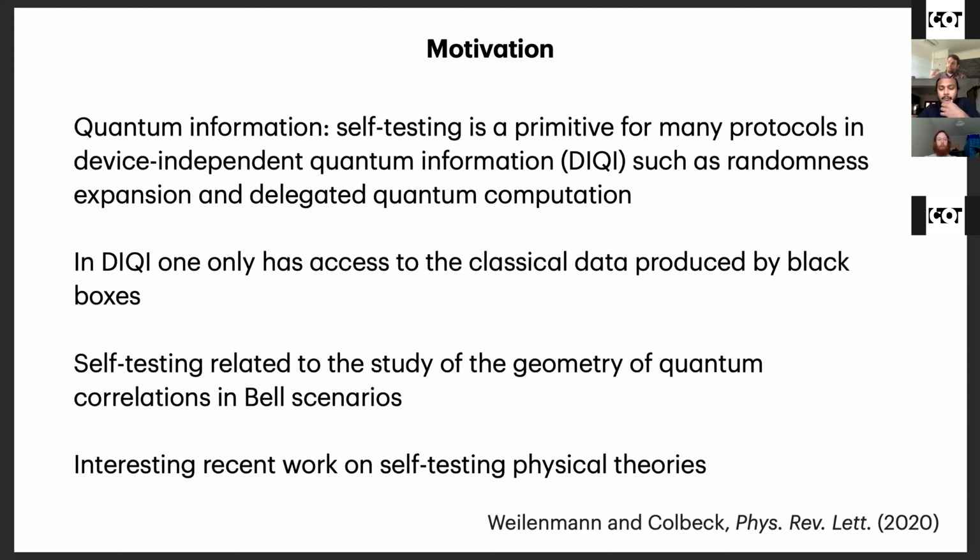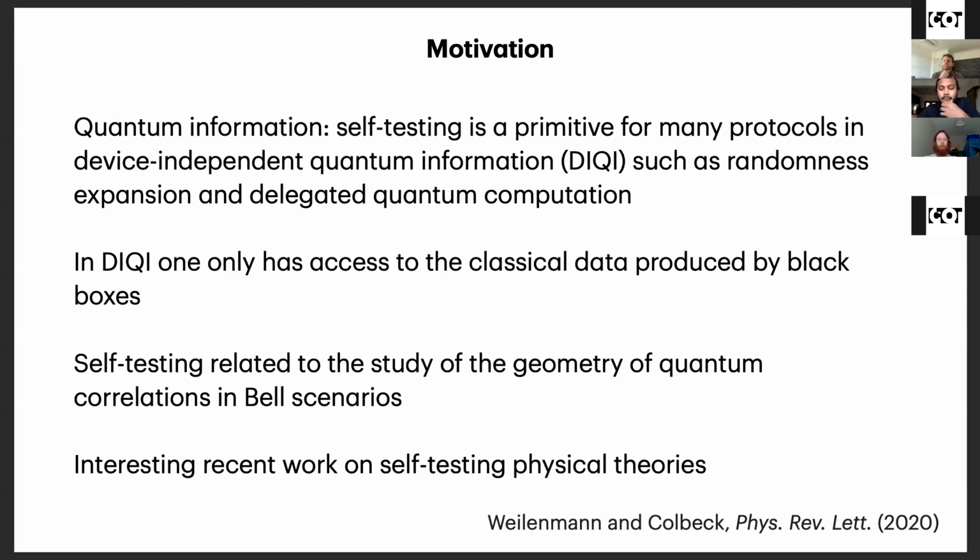So you can imagine you have some distant quantum computer that you can only interact with classically, and you want to delegate a quantum computation to that computer, and you want to verify it's doing the right thing. So self-testing is really useful in that context. And so broadly speaking, device-independent quantum information is very apropos to this black box setting, because in device-independent quantum information, one only has access to the classical data produced by the black boxes and the statistics you get from that.